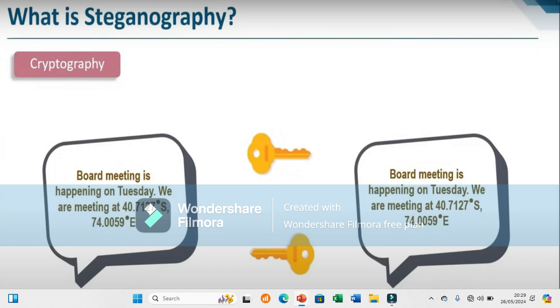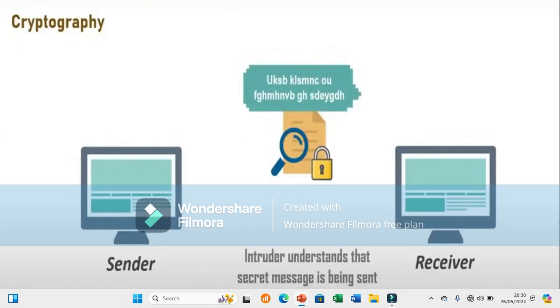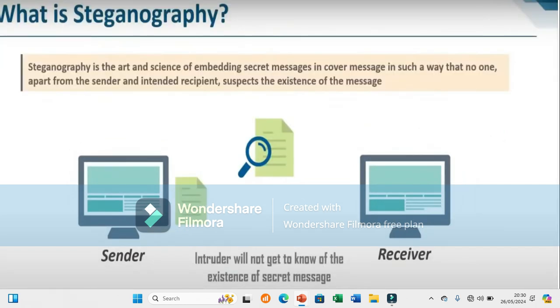Now, cryptography. Board meeting is happening on Tuesday. We are meeting at what? So the process is that a text is written, passed through a key, and gets to the person that actually needs it. In cryptography, the sender encrypts a file with a certain key and sends it to the receiver, who understands that a secret key message is being sent. So he will decipher it and check the text that is inside it.